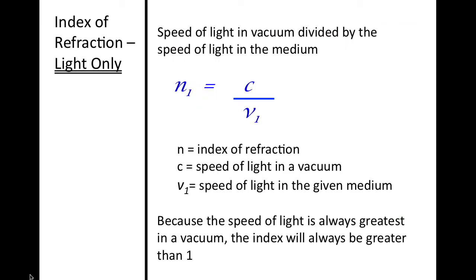The index of refraction is the speed of light in a vacuum divided by the speed of light in the medium. The n here is the index of refraction, n sub 1, the c equaling the speed of light in a vacuum, and v sub 1 being the speed of light in the given medium. Because the speed of light is always greatest in a vacuum, the index will always be greater than 1. If you plug in some numbers and do the math, you can see that that comes out to be mathematically correct.